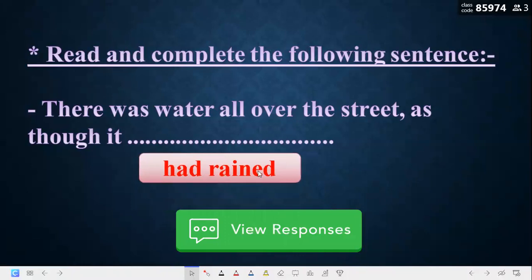Excellent. فعلا الإجابة هتكون had rained. هو بيقول لك there was water all over the street. يعني في مية موجودة في كل الشارع. As though it had rained. زي ما يكون إن الجو مطر. ممتاز، برافو عليك يا يوسف، برافو عليك يا يزيد.